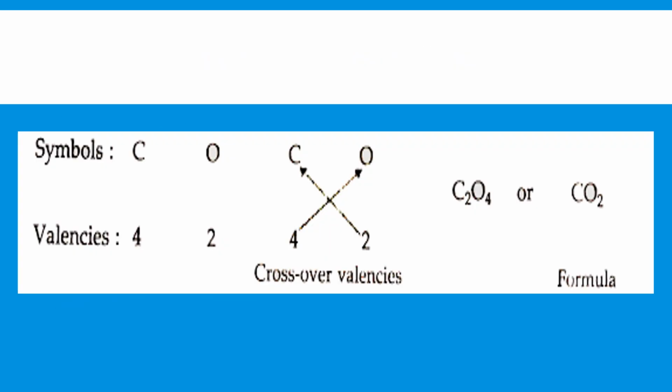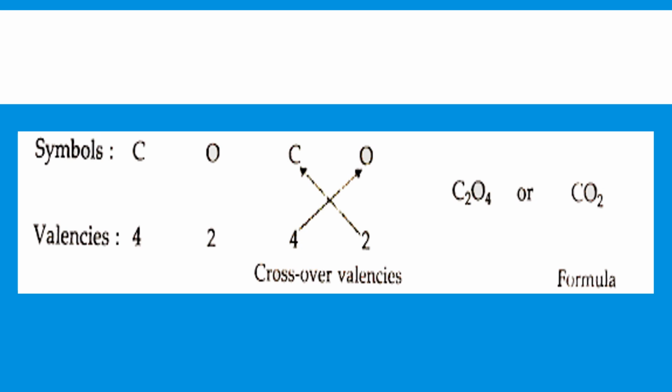Now instead of just orally, you can see it now. Here I have to write the formula for carbon dioxide. So what I am doing here: write the symbol of carbon and the symbol of oxygen. Then you write down the valencies. Carbon valency is 4, oxygen valency is 2. You have to do the crisscross: carbon into 2, oxygen into 4.